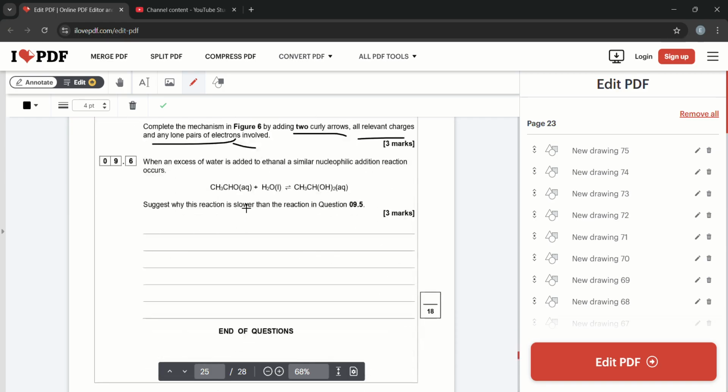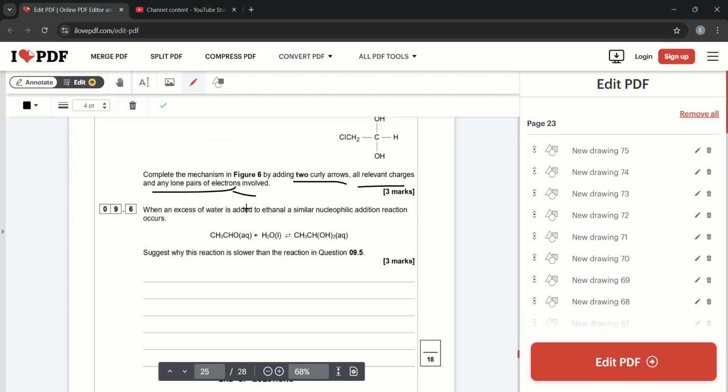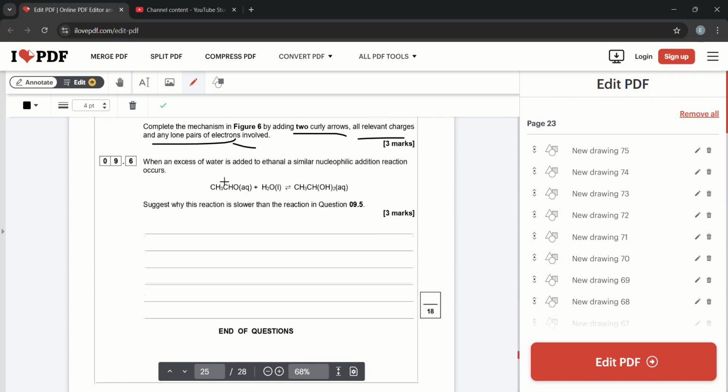So negative charge on oxygen, positive charge on this oxygen. This has to leave to form this OH. Then now the oxygen has a lone pair of electrons, negative, and it bonds from the lone pair to the H plus. And then it says when an excess of water is added to ethanal, a similar nucleophilic addition reaction occurs. Suggest why this reaction is slower than the reaction in question 9.5. Well, this carbon in C double bond O is less electron deficient.